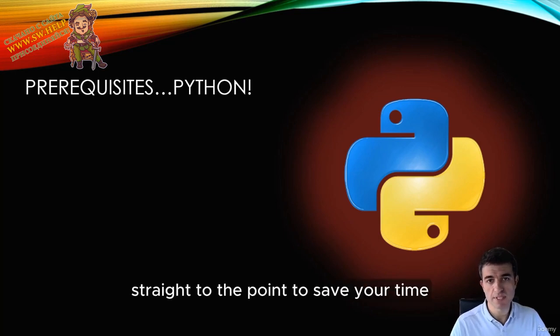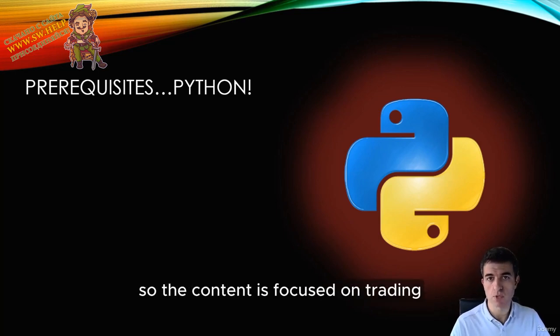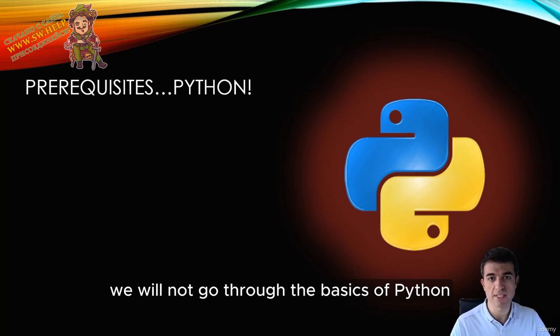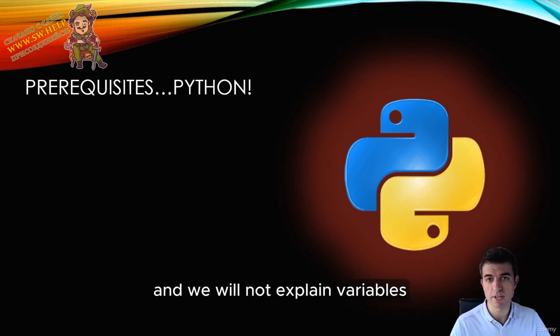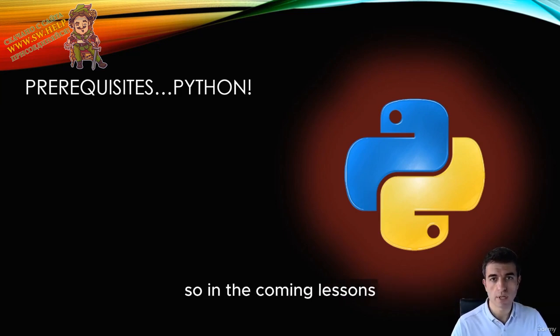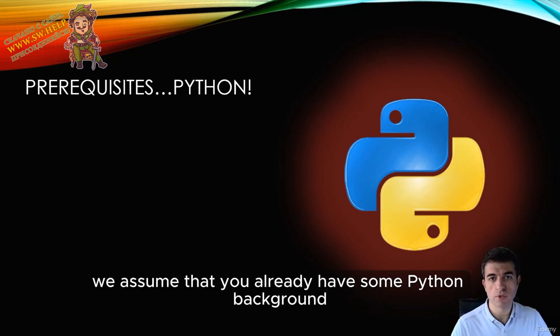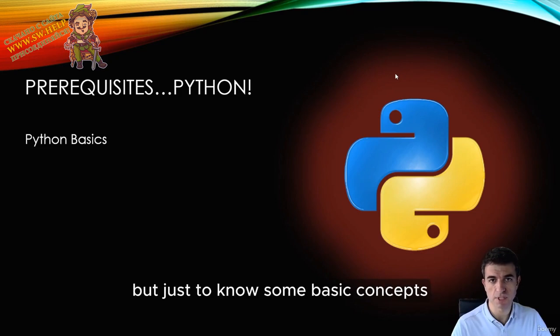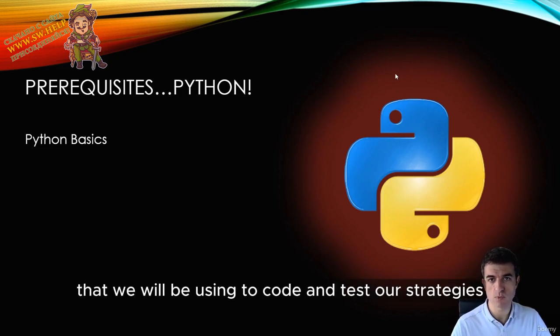This course is built straight to the point to save your time. So the content is focused on trading and algorithmic trading. We're using Python language, but this is not a Python course. We will not go through the basics of Python and we will not explain variables, functions, and classes. But we will keep our focus on numerical trading systems. So in the coming lessons, we assume that you already have some Python background. You don't have to be a senior developer either, but just to know some basic concepts that we will be using to code and test our strategies.